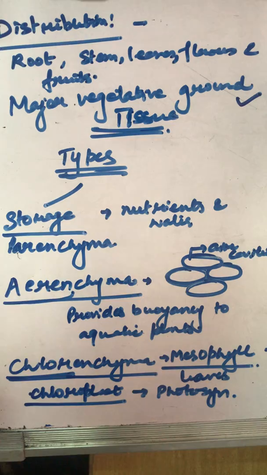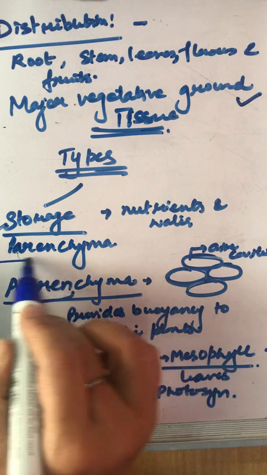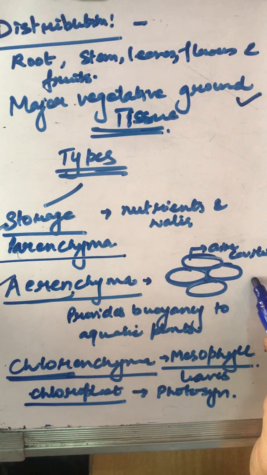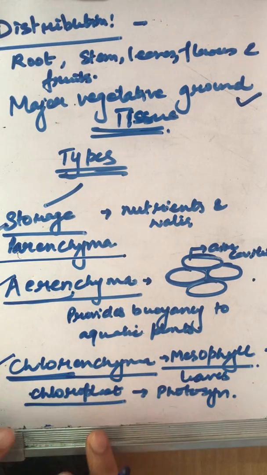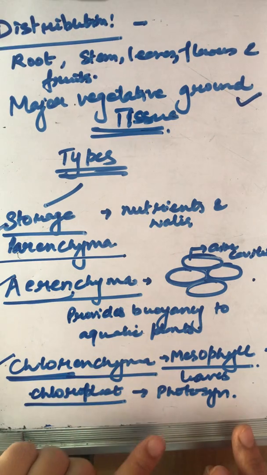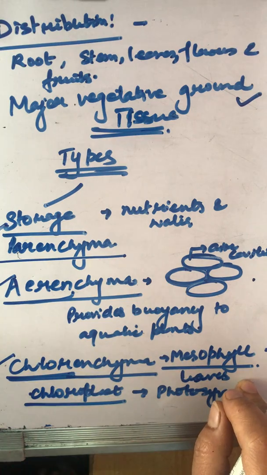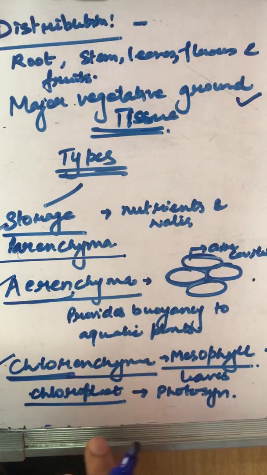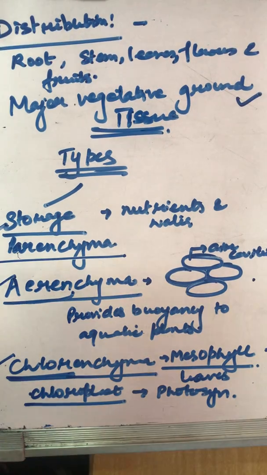Coming to the types, it is of 3 types. If it is meant for storage of nutrients and water, we call it storage parenchyma. If it is responsible for providing buoyancy to the aquatic plants because of the large air cavities, we call it aerenchyma. And the third one is chlorenchyma, when it has chloroplast, responsible for photosynthesis and is located in the mesophyll of the leaves. Right? This is parenchyma. Its functions we have already covered, we only have to list them.